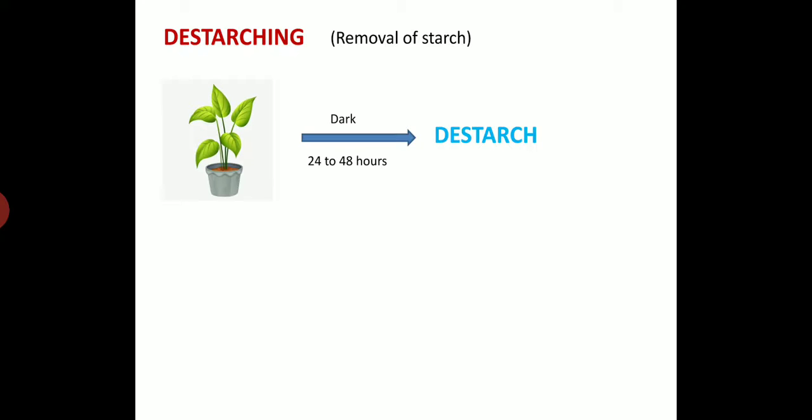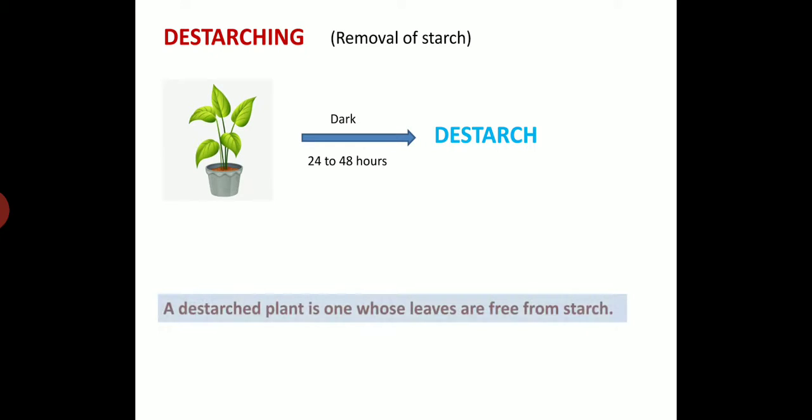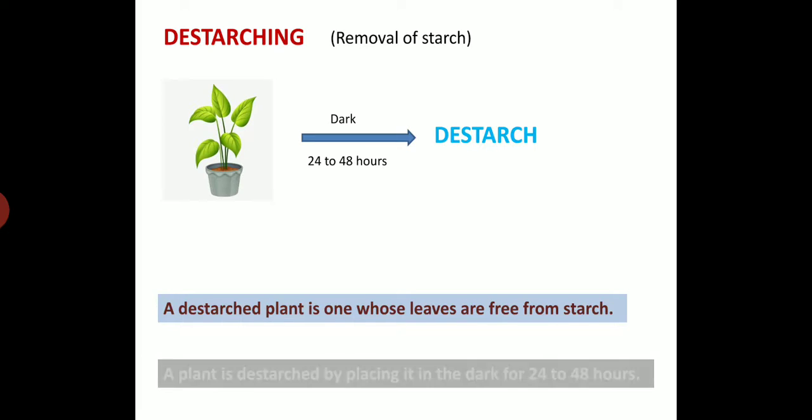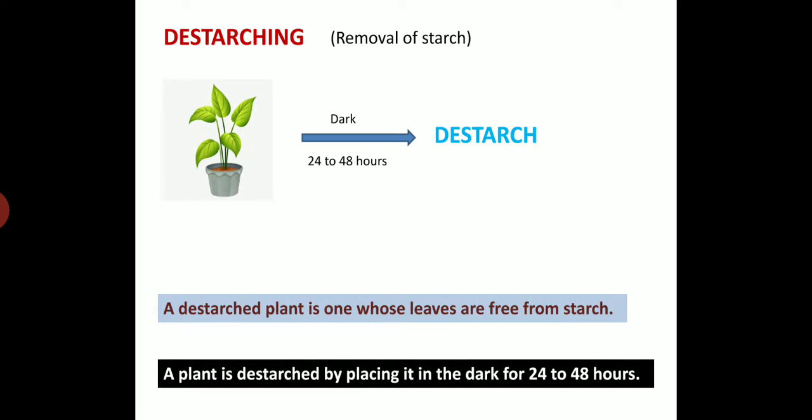During this whole period, all the starch from the leaves will be removed and moved to the storage organs, and the leaves will not show the presence of any starch. So a destarched plant is one whose leaves are totally free from starch, and the plant is destarched by placing it in the dark for 24 to 48 hours. I think this is clear to you all, because before starting with the experiment, how to destarch a plant is very important. This concept should be crystal clear to you all.